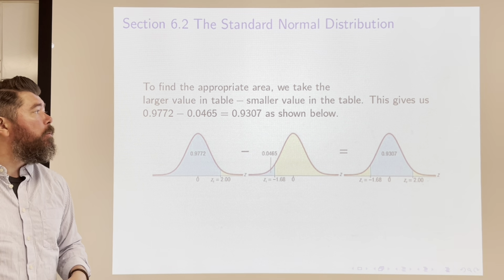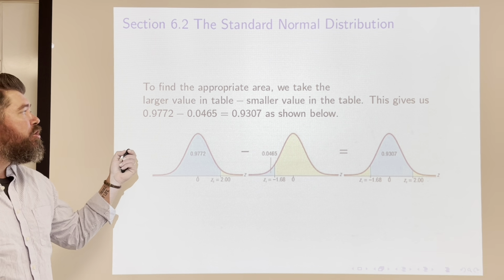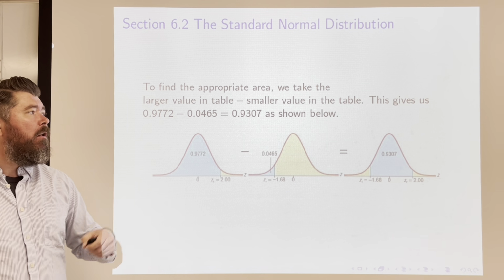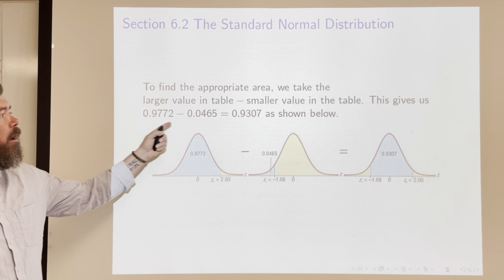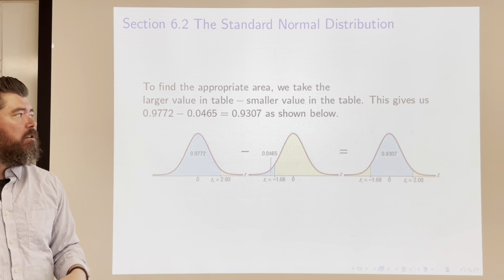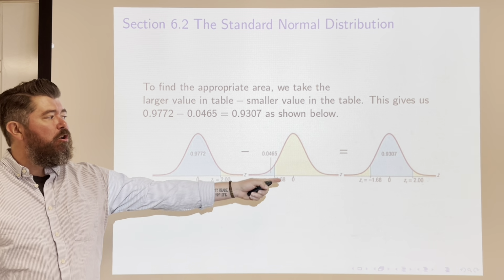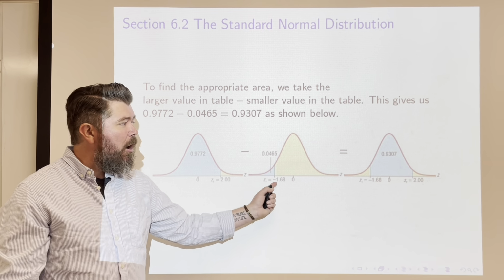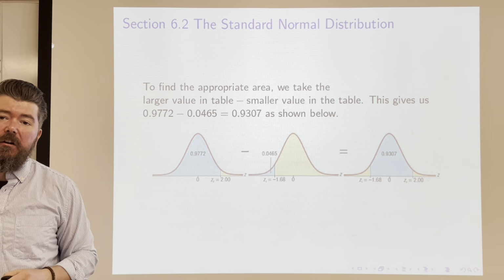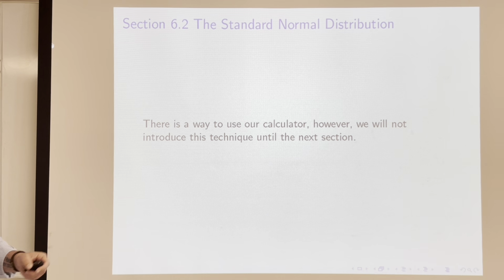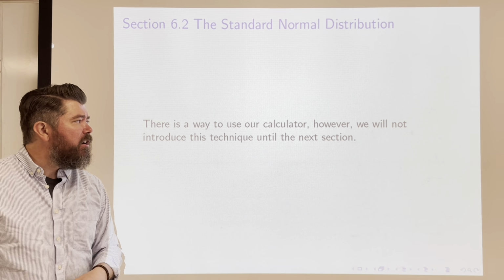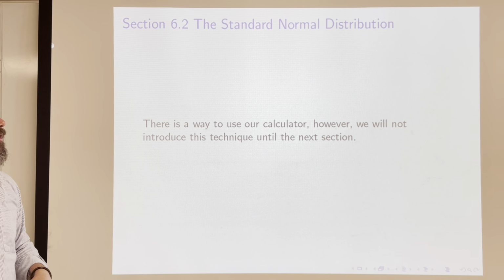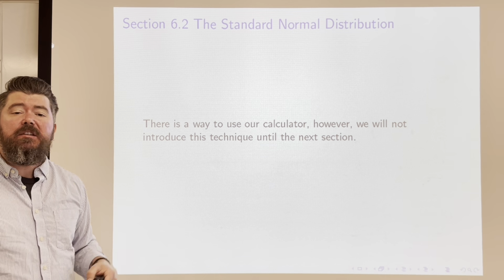To find the appropriate area, we take the larger value minus the smaller value. This gives us the following, 0.9307, as shown below. So we take our larger area minus our smaller area to get our area between. There is a way to use our calculator, however, we will not introduce this technique until the next section.